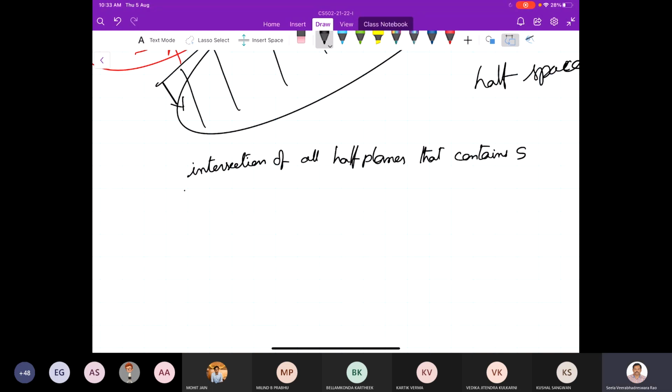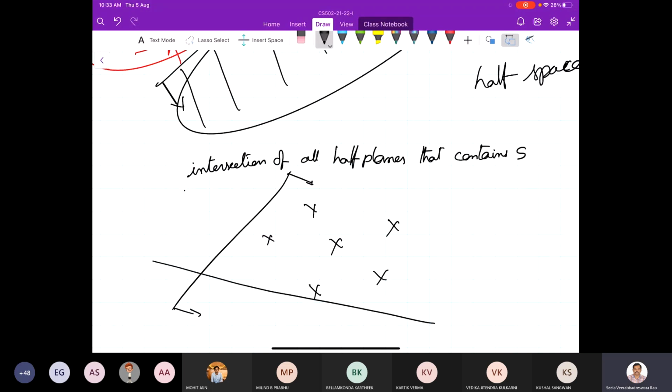So if you take these points, this is one half plane which encloses all these points, and this is another half plane which encloses all of them, and this is another half plane which encloses this one. Like that, there are infinitely many half planes which enclose these points. You take the intersection of all of them, and what you will get is the convex hull of this point set.